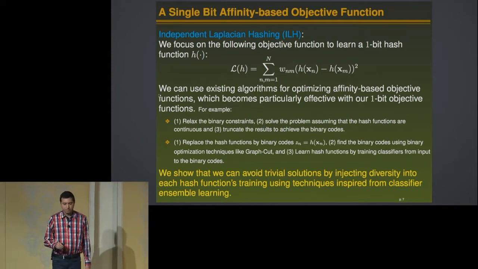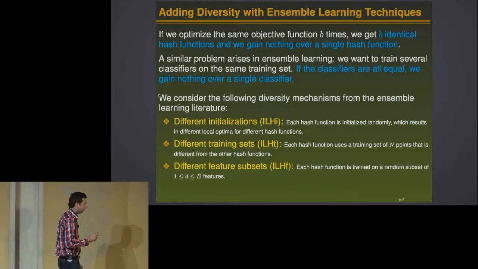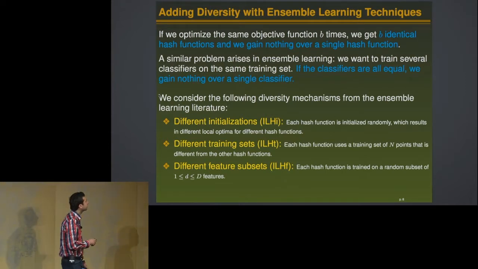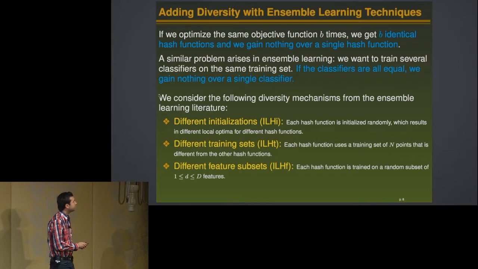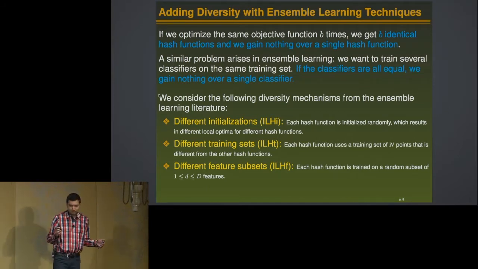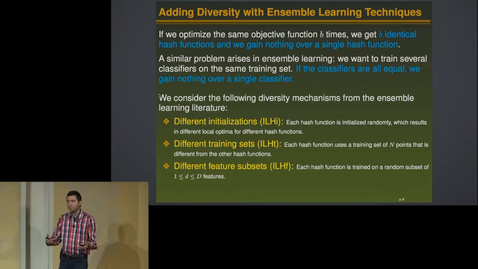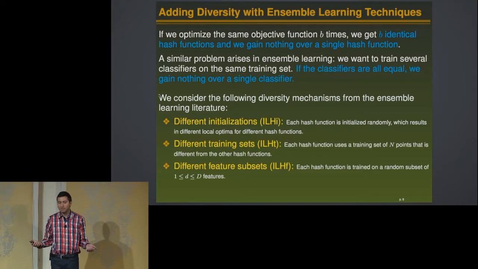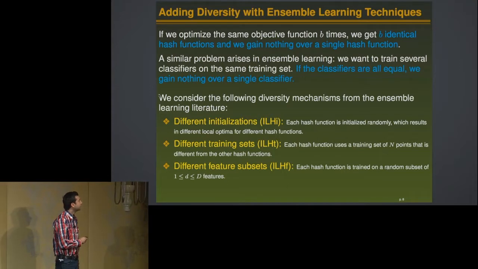And we are going to use the diversity techniques from the ensemble learning literature to make the hash functions diverse. We noticed that in the ensemble learning literature, exactly the same problem happens. We have a training set, and we want to train several classifiers on the same training set. And if all of them are the same, then we gain nothing. So we are going to use the diversity techniques that I mention here.